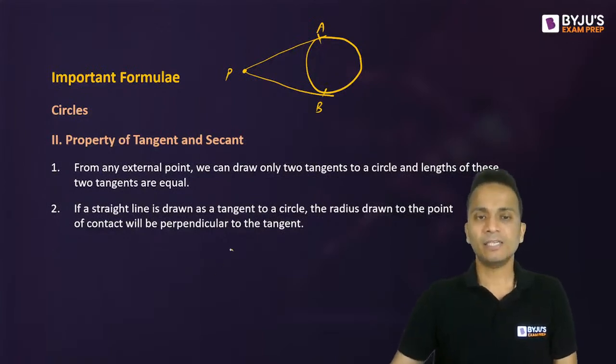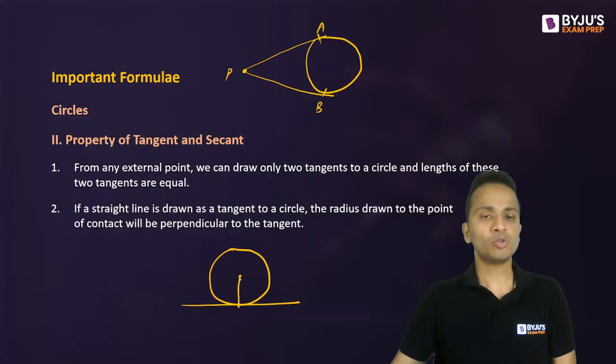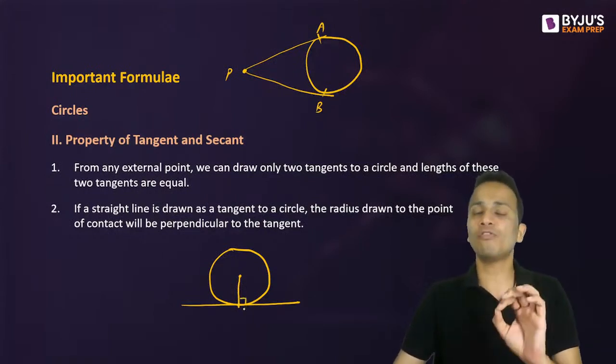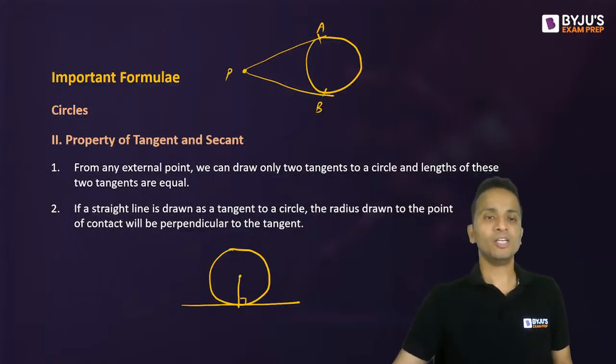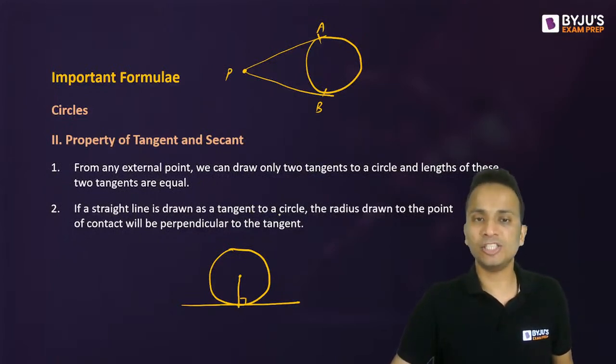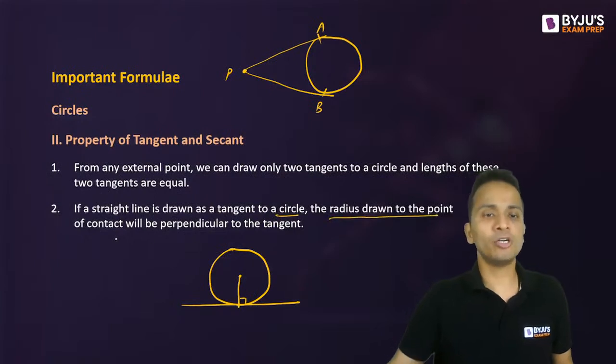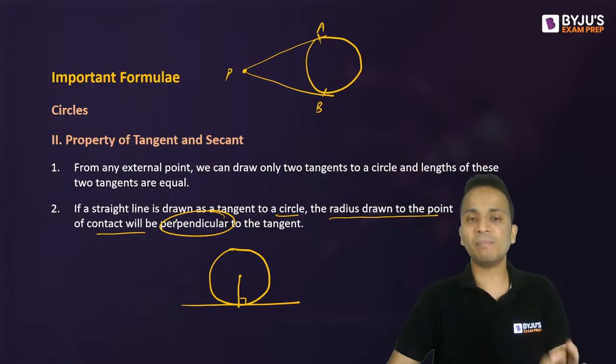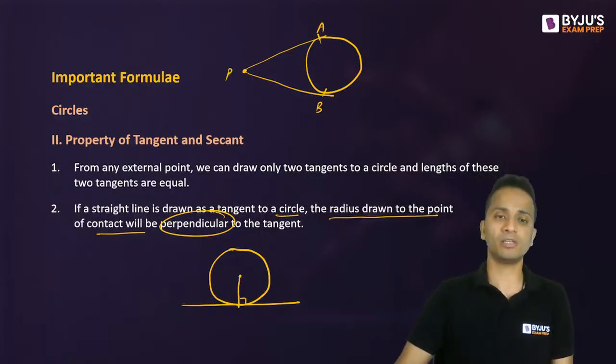Next, if you draw a tangent to a circle like this, and at this point you join it with the center of the circle, then the radius and the tangent will make an angle of 90 degrees between them. So if a straight line is drawn as a tangent to a circle, the radius drawn to the point of contact will be perpendicular to the tangent. A very simple, very basic property related to circles.